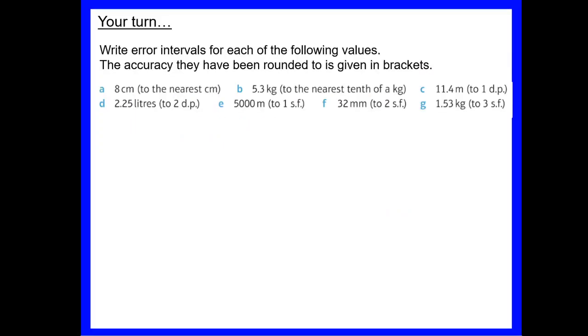Okay, so now it's your turn then. So you've been given some values there and you've been told their level of accuracy. You need to write the error intervals for those. So remember, it's half the accuracy measure subtracted for the lower value, and added for the upper value, making sure you use these inequality symbols properly. Pause the video, have a go now.